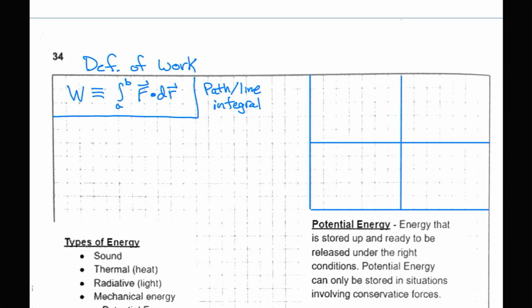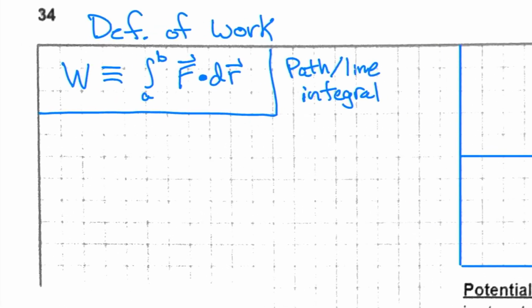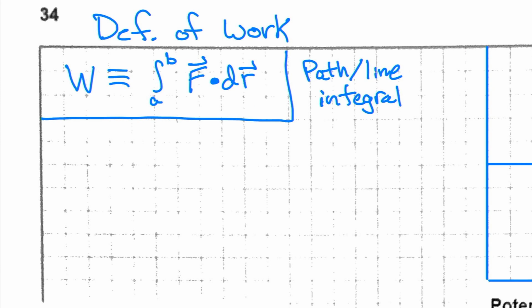All right, welcome back, Physics C students, to Work Energy Power Notebook Video 2. We're going to start off by looking at the definition of work a little closer. Work is defined to be, remember the triple equal sign means defined, the integral from A to B of force dot product with a tiny little element dr, and dr is along the path that the object is moving in. And this is a path or a line integral.